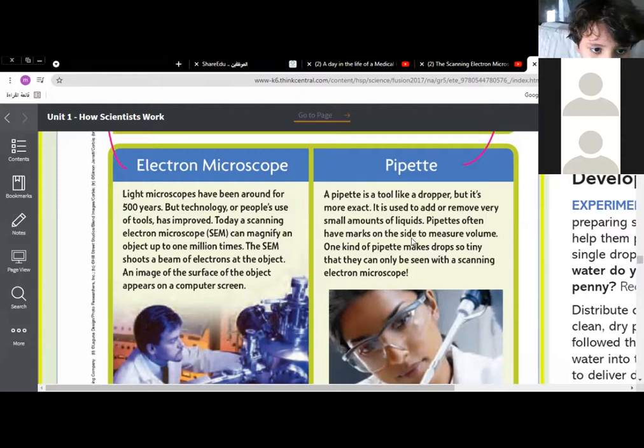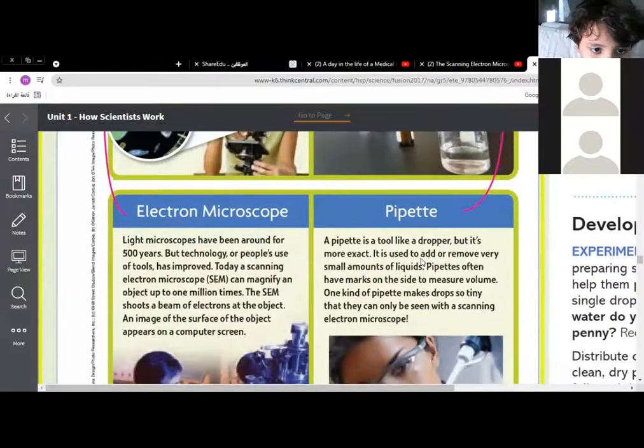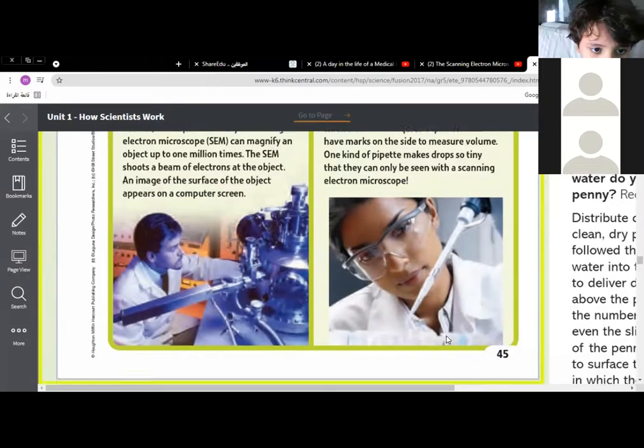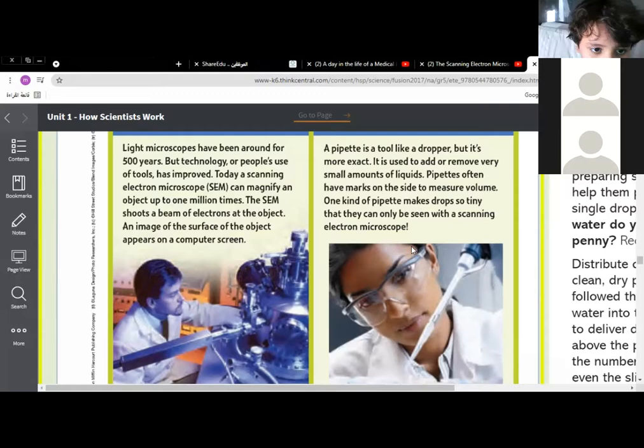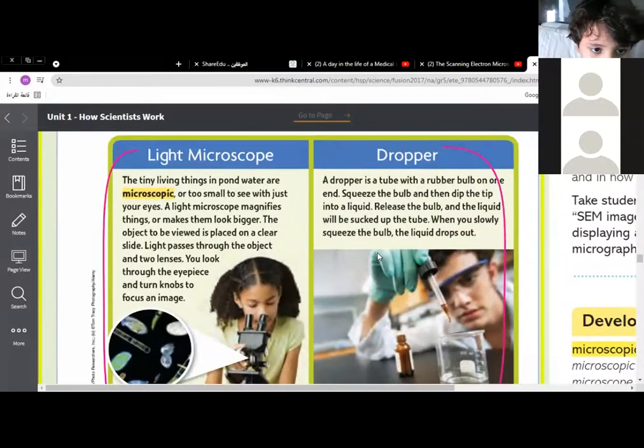So if you are a scientist and you work in the lab, what do you prefer to use? A pipette or a dropper? The pipette, of course, because it's more exact and you can see where you're putting it because it's scanning with an electronic microscope. And also pipettes often have marks on the side of the measured volume. Yeah. So you can search on the internet about pipettes and what is the difference between pipette and dropper.